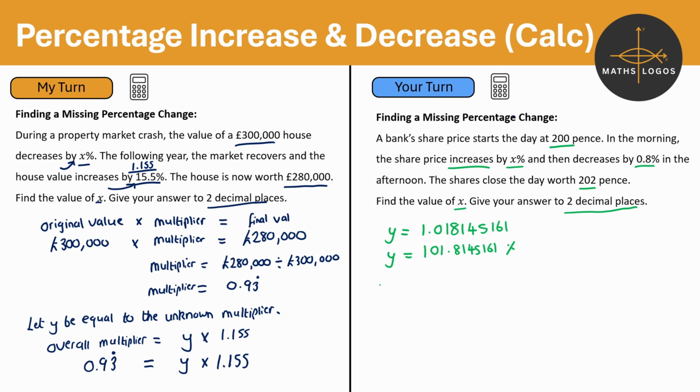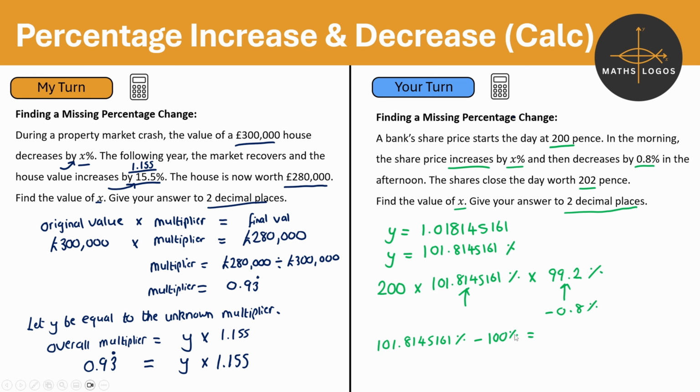If we imagine what this means in the context of our question, we had our 200 pence. We multiplied it by the 101.8145161%, and then we decreased it by 0.8%, which was equivalent to multiplying by 99.2%. This was a decrease of 0.8%, and we want to figure out what that is as an increase. So we'll take 100 from this. So just writing out what that would look like. Take our unknown multiplier, take away the 100% to see what the increase is.